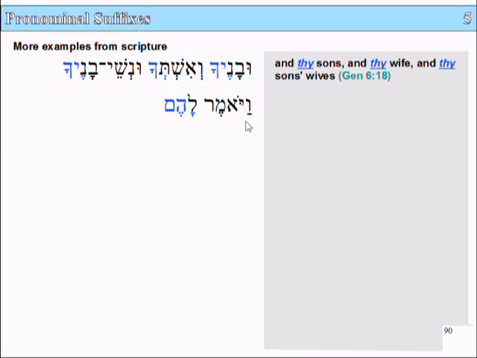Next example. Vayomer lahem. And he said to them. Amar means to say. Vayomer lahem. And he said to them. To them. Lahem.